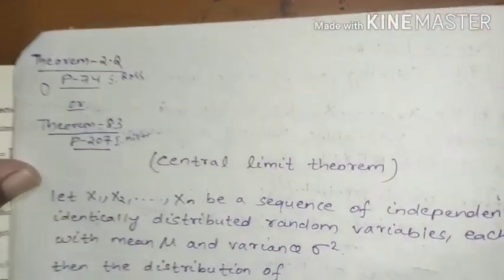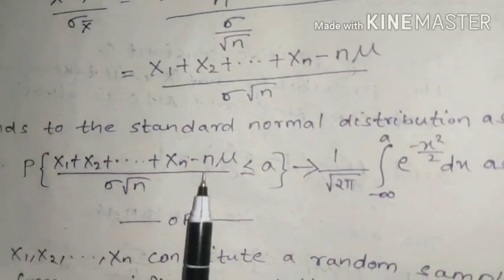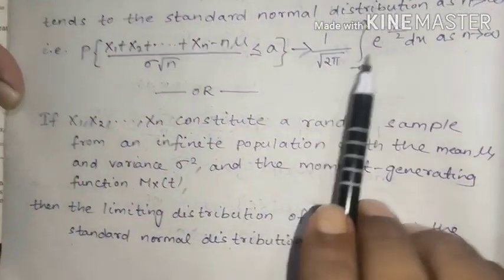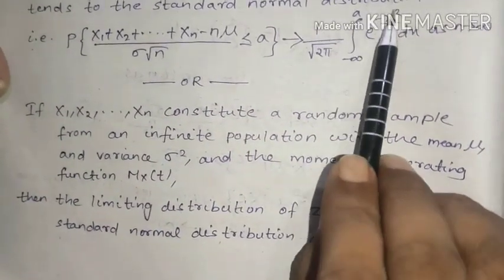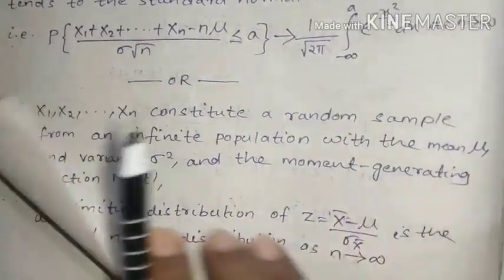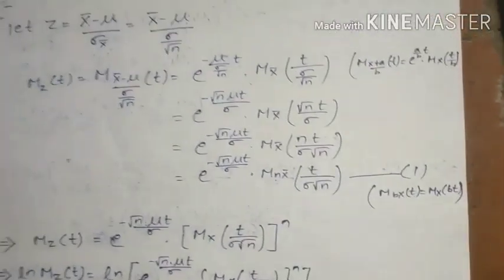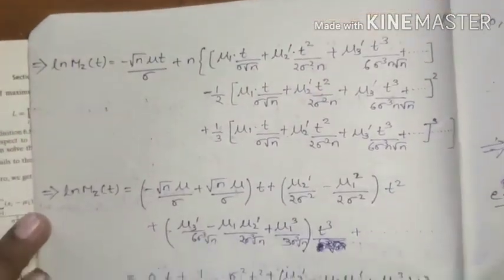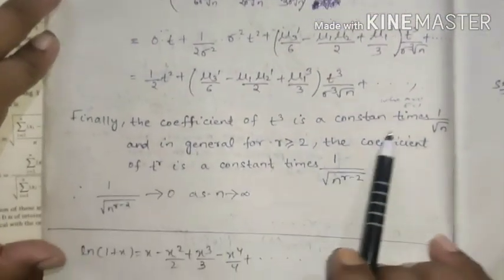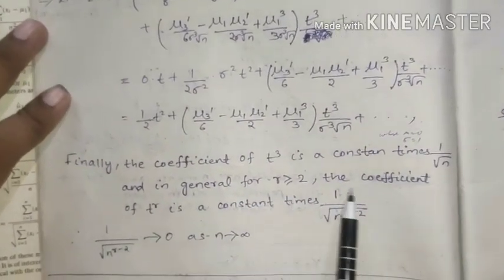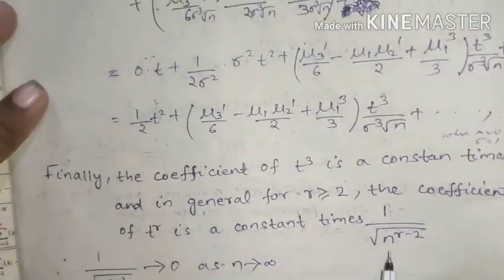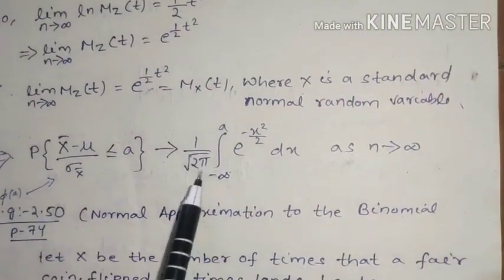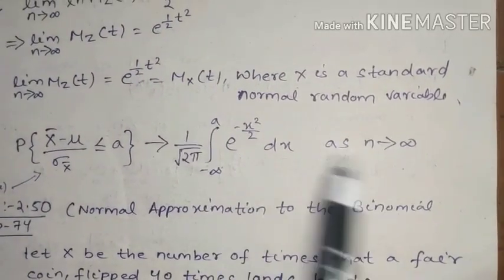Central limit theorem: P of x1 plus x2 plus up to xn minus n mu, whole divided by sigma root n, less than or equal to a, tends to 1 by root 2 pi times the integration from minus infinity to a of e to the minus x square by 2 dx as n tends to infinity. That is the central limit theorem. In general, for r greater than 50, the coefficient of 2r is a constant times 1 by n to the r minus 2, the whole root. For sigma x bar, it tends to 1 by root 2 pi times the integral from minus infinity of e to the minus x square by 2 dx.